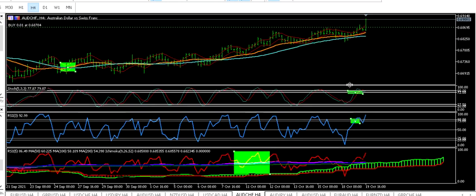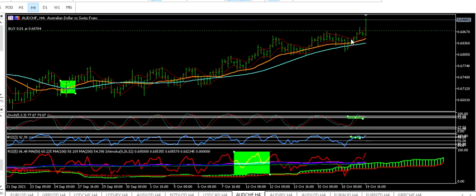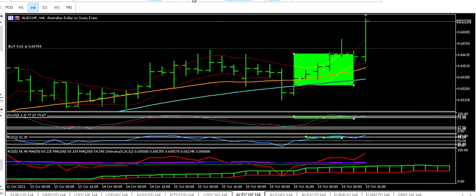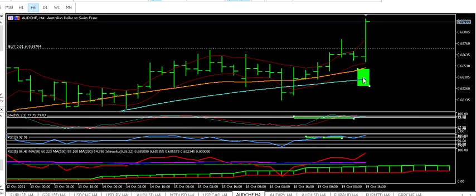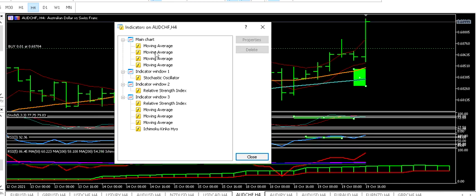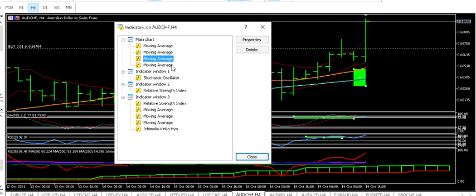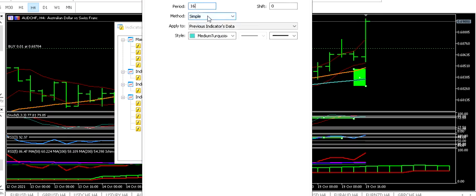And so long as on your main chart the price is still well above the two moving averages. What do I mean by the two moving averages? I'm talking about this blue and orange moving average, these two. If we go to the indicator settings, the orange is a 20 period simple moving average, and the blue is a 16 period simple moving average.